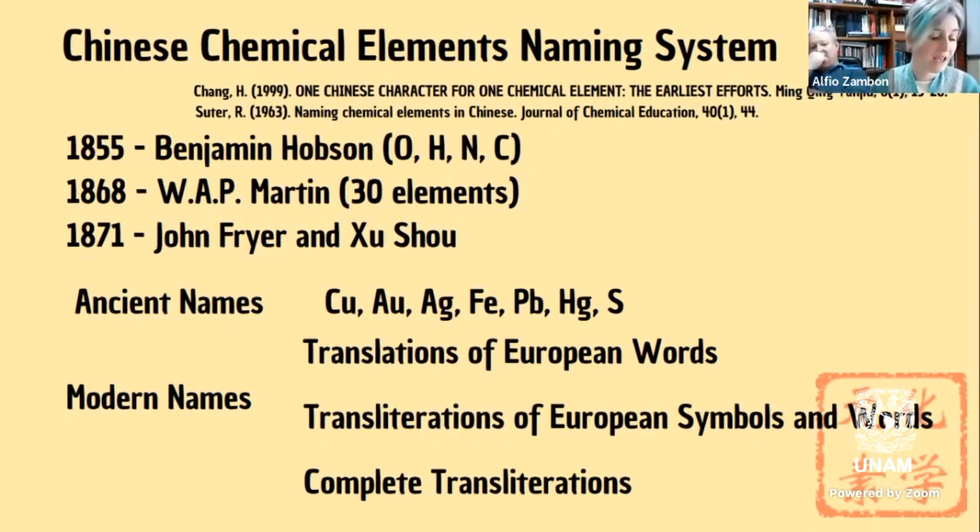So in this case, they decided that if an ancient name was good enough, if everyone knows that tin is tin, gold is gold, okay, we are going to keep that name. That's how they kept the ancient names. Then they also decided, as I mentioned before, that they were not going to transliterate every European term to Chinese. Also, they decided to keep Benjamin Hobson's translation, but they combined the 2 characters into 1.